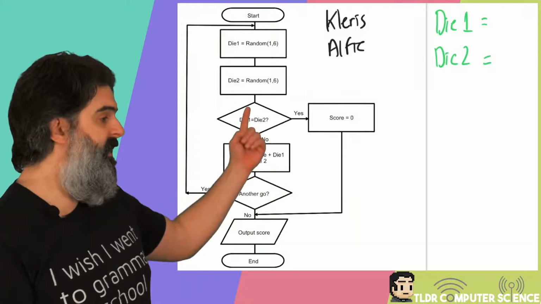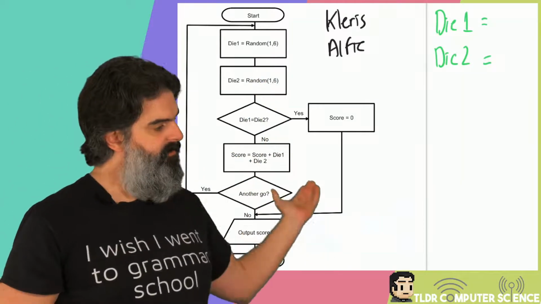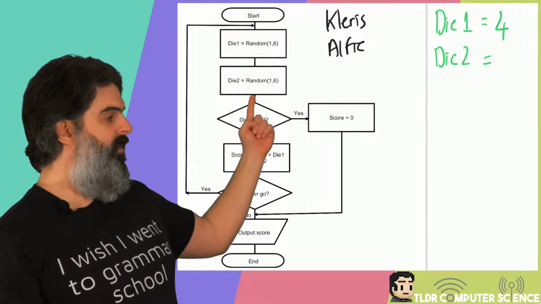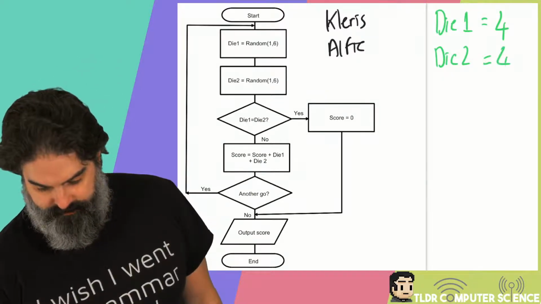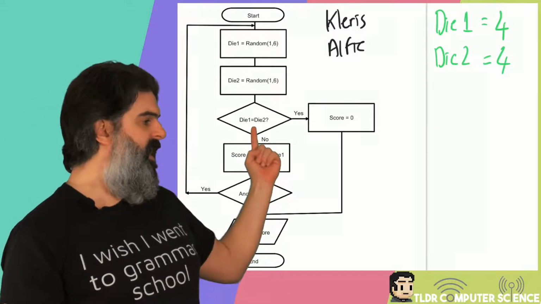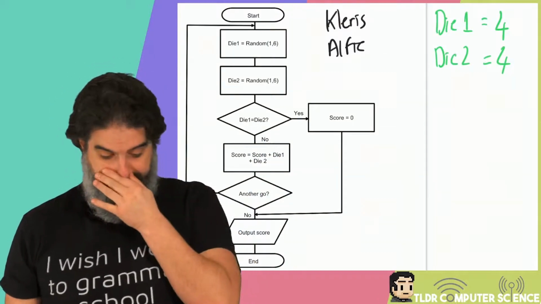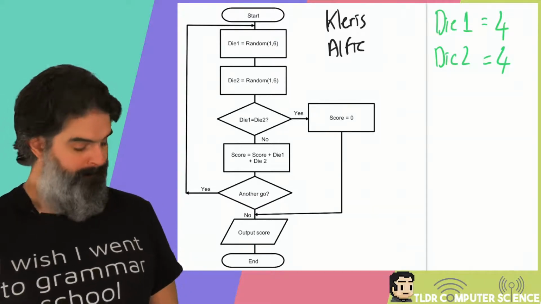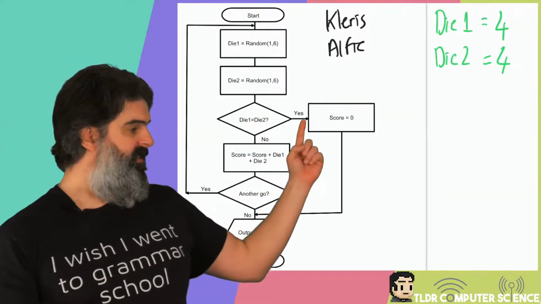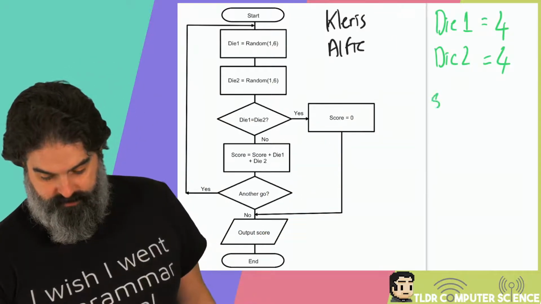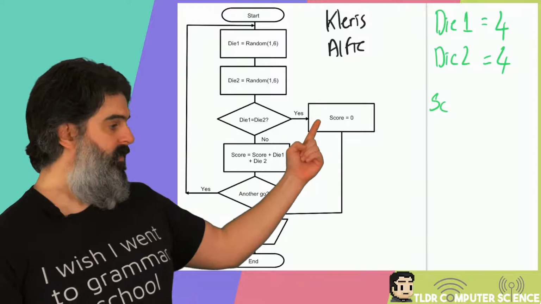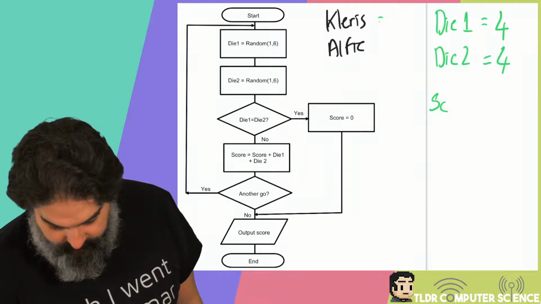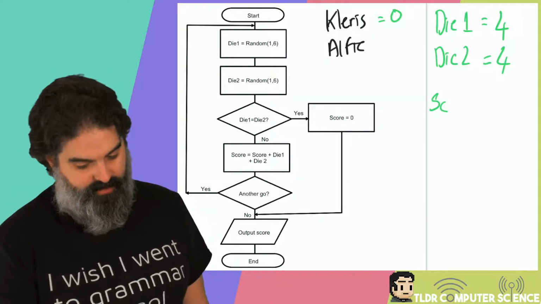Okay. Clarice plays the game. First thing that happens is he rolls the first dice, 1 to 6, and he rolls a 4. And he rolls another die, and he rolls another 4. All right, Clarice, check this out. Does die 1 equal die 2? Yeah. It says yes, so your score is 0. Output score. So your score was 0. Bad luck, Clarice.